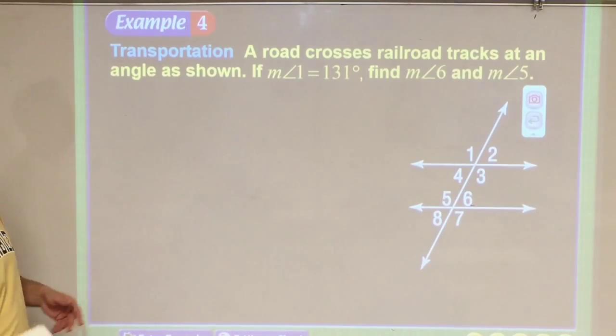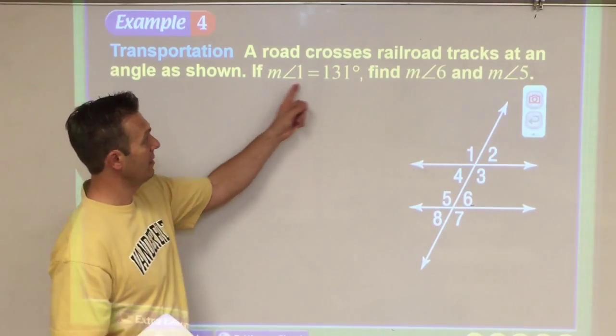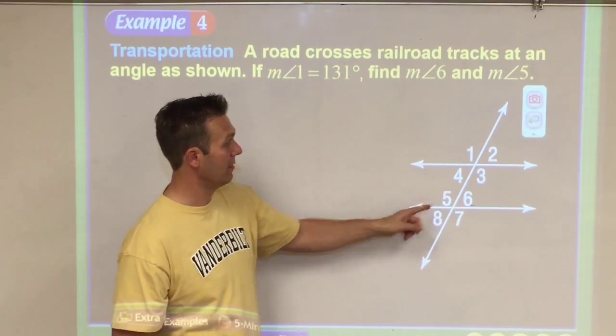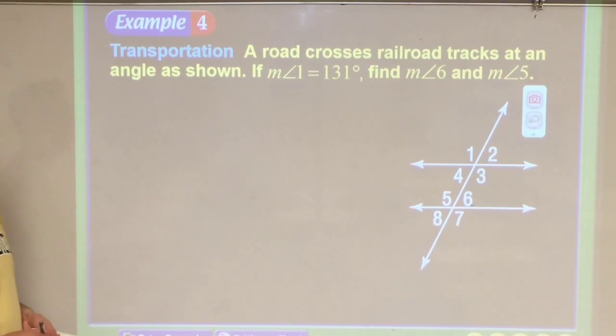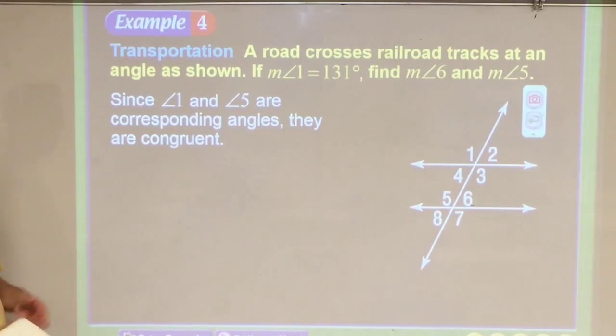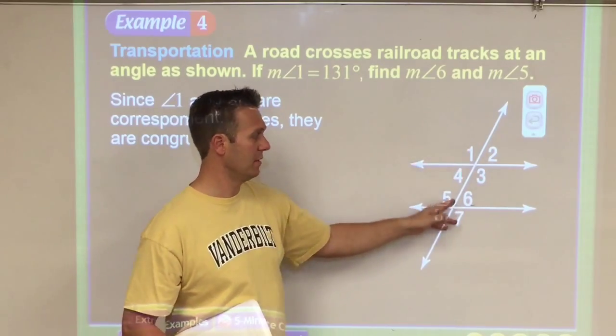Example number 4. Now, a road crosses a railroad track at angles as shown. They're telling you that angle 1 is 131. You have to find angle 6 and angle 5. So what do we know about angle 1 compared to angle 5 or angle 6? Well, let's find out. First of all, angle 1 and angle 5 are corresponding angles. They're in the same spots.